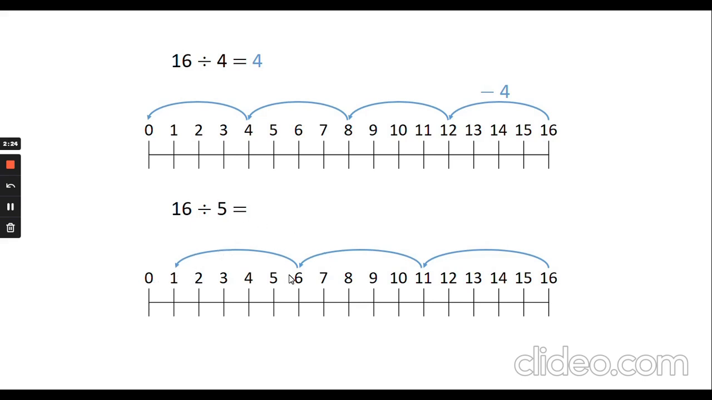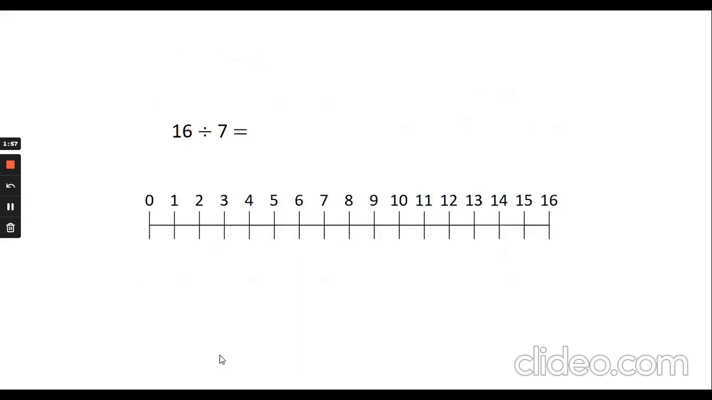So instead, we write that we did 1, 2, 3 jumps, 3 lots of 5, but that we have a remainder of 1. Because there is one tiny little jump left that we cannot do, we have 1 left over that doesn't fit into our dividing by 5.